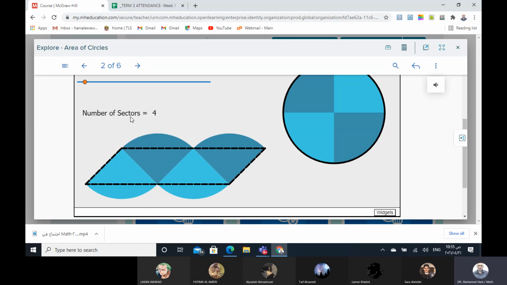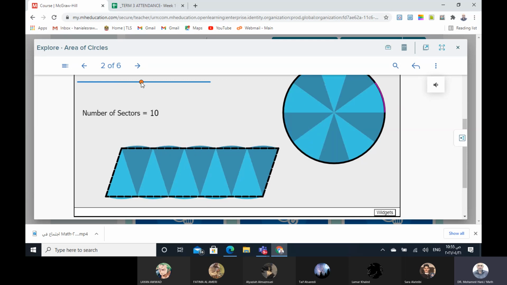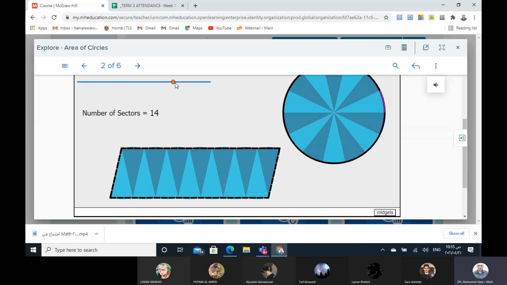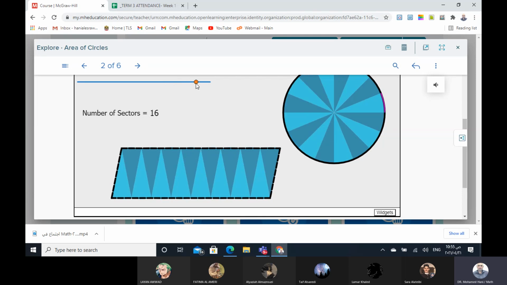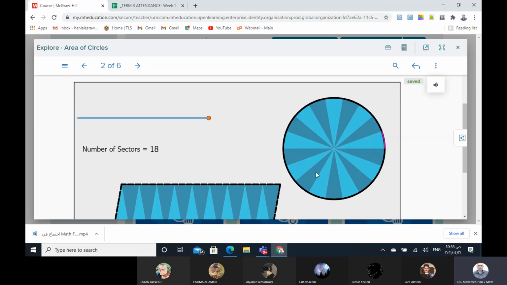And here the number of sectors will be 4: 1, 2, 3, 4. As you see now, we have 18 sectors, and here we have 18 sectors.